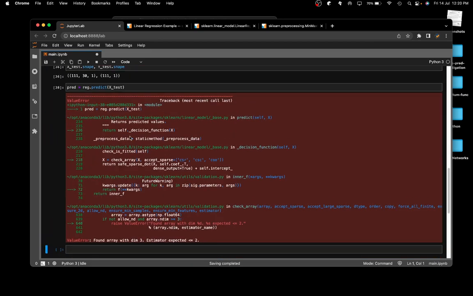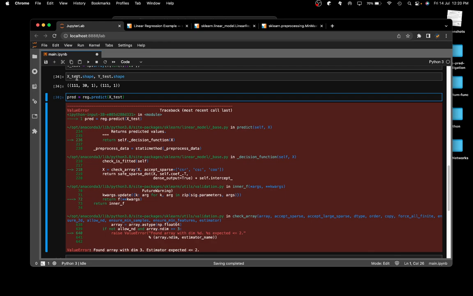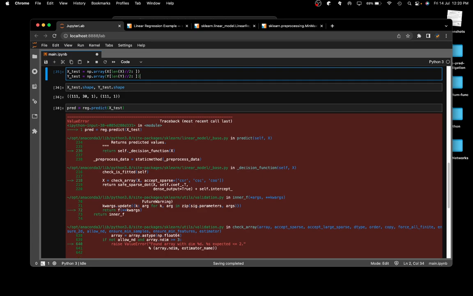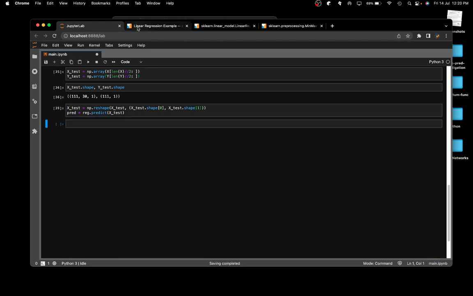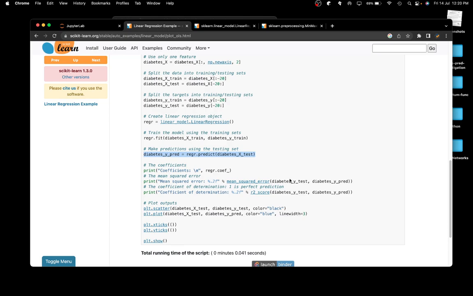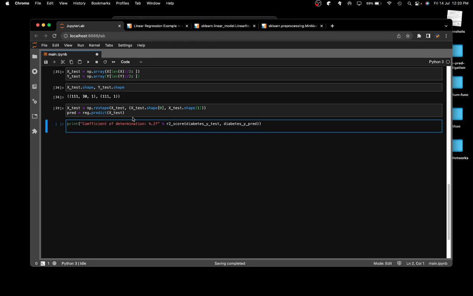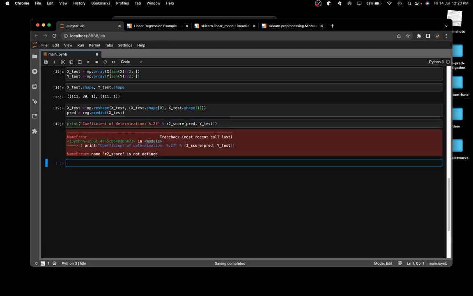Oops. Oh yeah, I'll have to reshape this. Not a big deal. Just do it super quickly. Actually, I'll just do it in this specific code block. X test is equal to np dot reshape x test dot shape 0, x test dot shape 1. Done. All right. Cool. Now let's get the coefficient of determination. And this will say pred and y test.